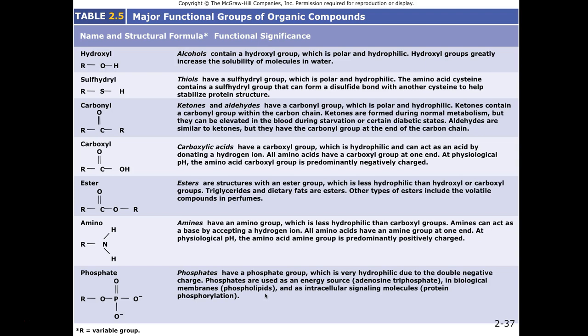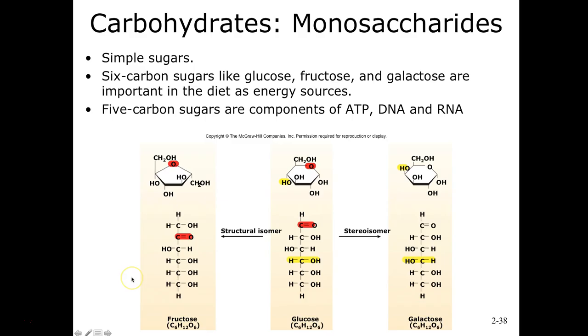This chart here is showing you some of the major functional groups that belong to our organic compounds. We'll be discussing some of these other ones in our lectures in the future. The ones right now I want you to focus on is the amino, which we'll get to when we talk about proteins, and also phosphate for when we discuss ATP.